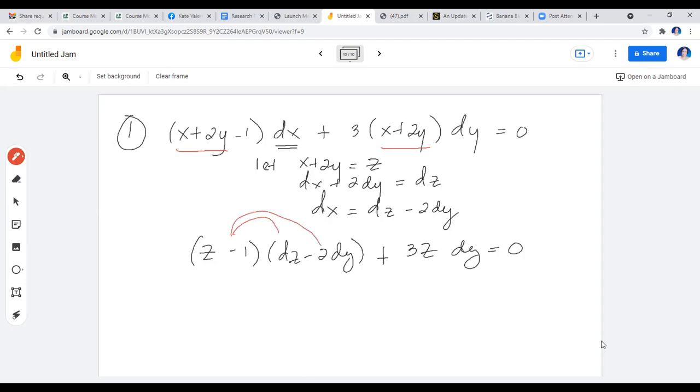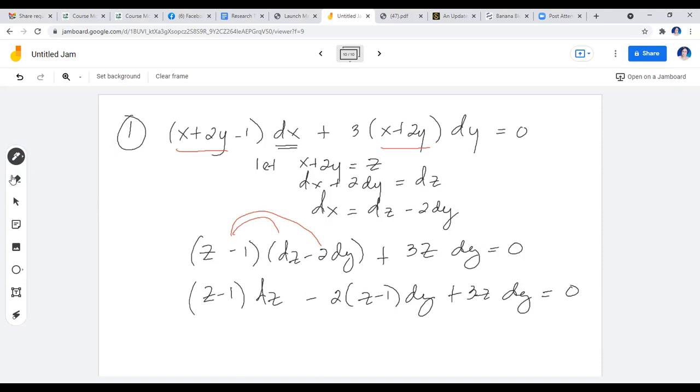And of course, there's nothing to distribute there because there's only a single term. Then I will group the terms that have the same differential. So if I do that, I will have z minus 1 dz, in the case of this one, multiplied to this. And then I have here minus 2 times z minus 1 dy plus 3z dy equal to 0.